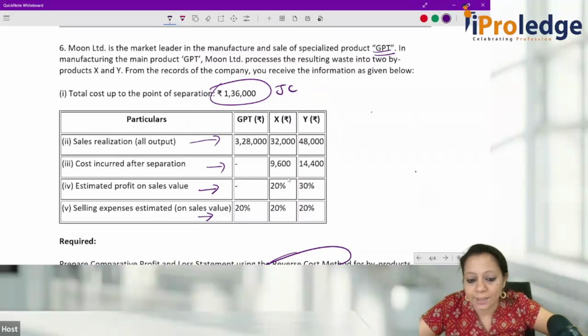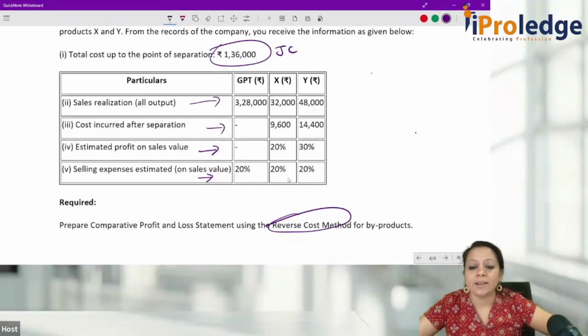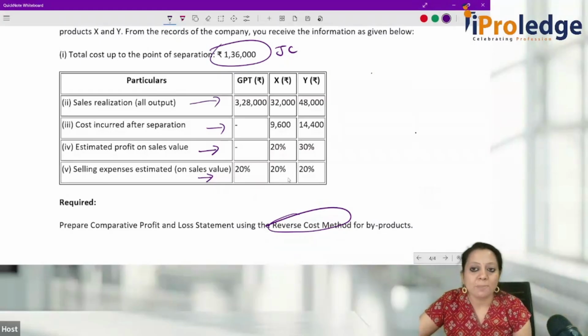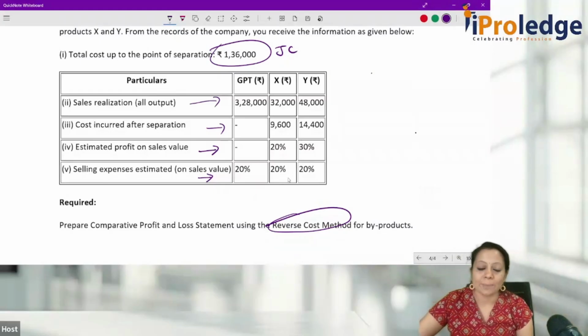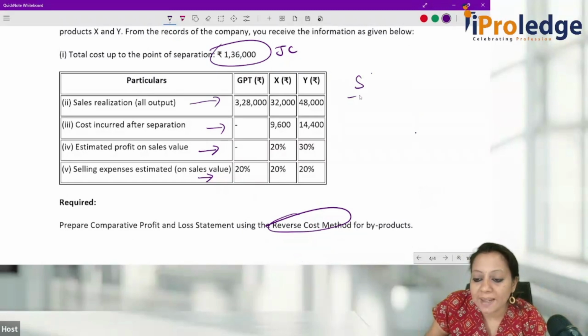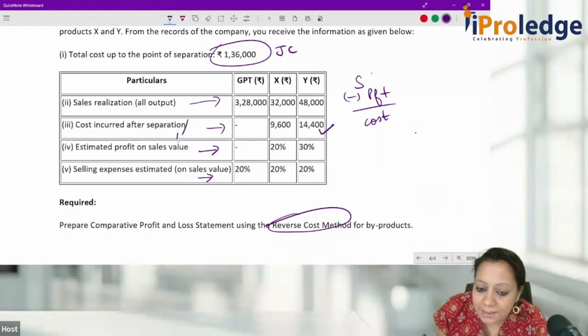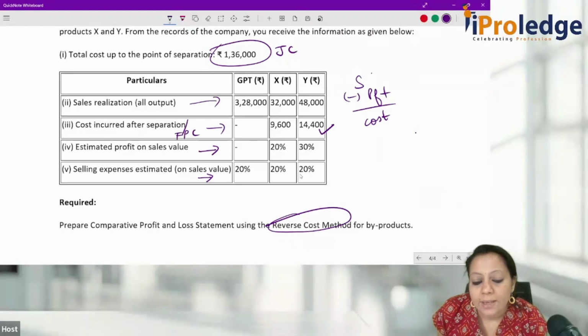So, let's start doing this. Again, I'm saying reverse cost method, or whenever they have not given any basis for apportionment, please try to do it in this way. What is this way? Sales minus profit is equal to cost. Then you subtract all the cost. Separate cost is given, which is nothing but further processing cost. Selling expenses is also given.